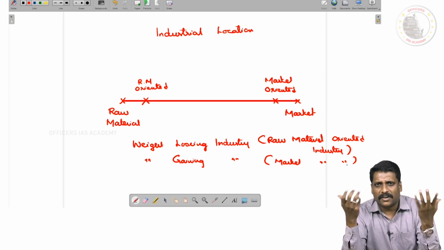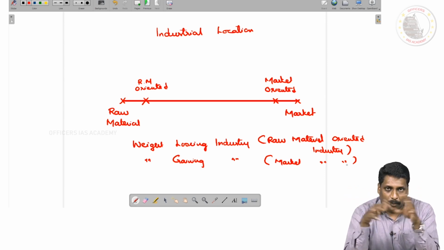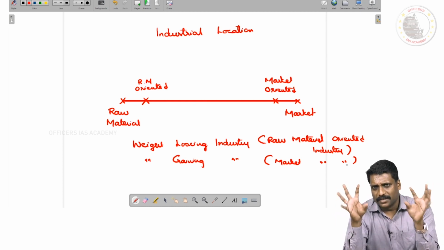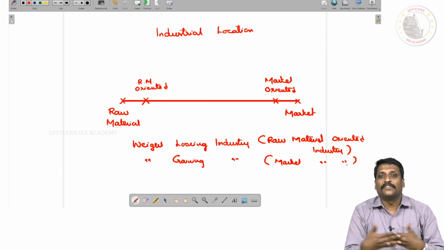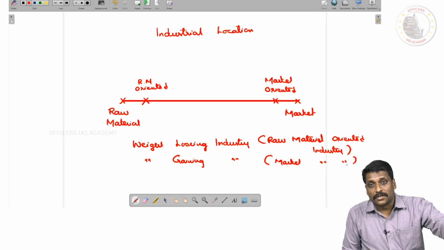You also have different types. One more type of industry is also there. You call them as what? Footloose industry, where almost it will be beating around all the locational aspects. The only thing is that this footloose industry needs good connectivity. Once connectivity is there, I understand anywhere these footloose industries can be set up.